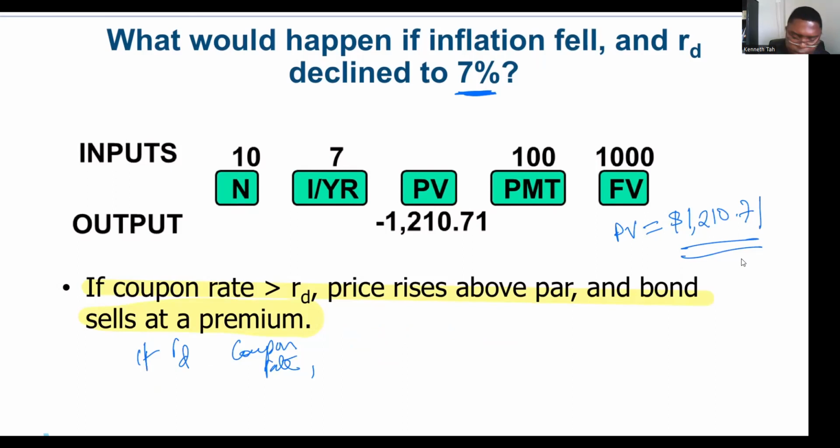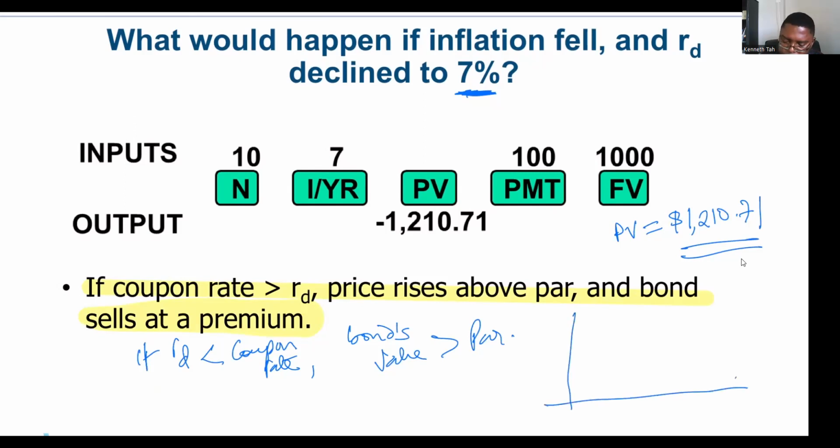So if the yield is less than the coupon rate, so we have seen that the yield is 7%, coupon rate is 10%, then the bond's value is greater than par. So it is greater, which means that the bond is a premium bond, selling at a premium. So we can now see a clear relationship between yield and bond's value.